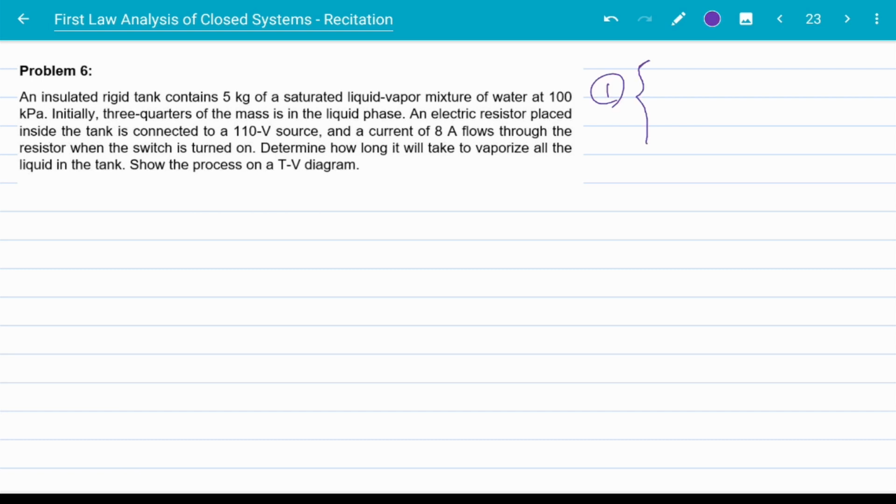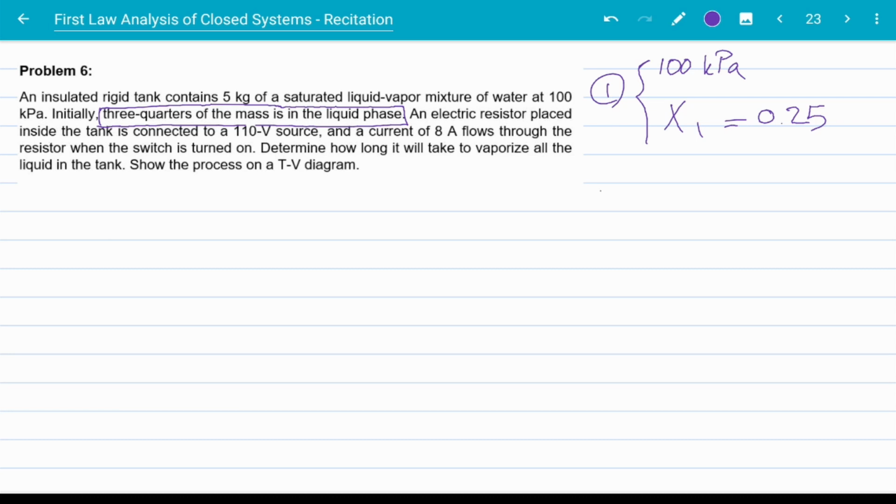Okay, so at state 1, we are dealing with 100 kilopascals of pressure and also saturated mixture. We already have the quality. The problem states that 3/4 of the mass is in the liquid phase, right? So only a quarter is in vapor. So quality, the initial state, is 25% or 0.25.